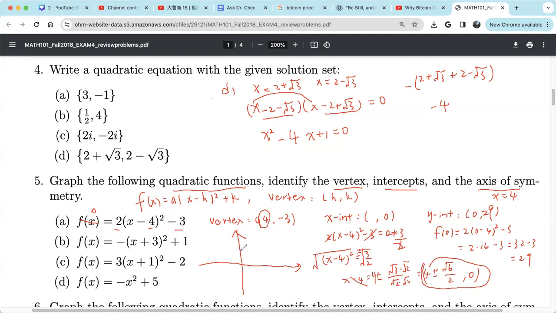Right. So the y-intercept is (0, 29). So let's see, this is 29. So we have this y-intercept, and the vertex is (4, -3). Well, this is 29, almost 30.